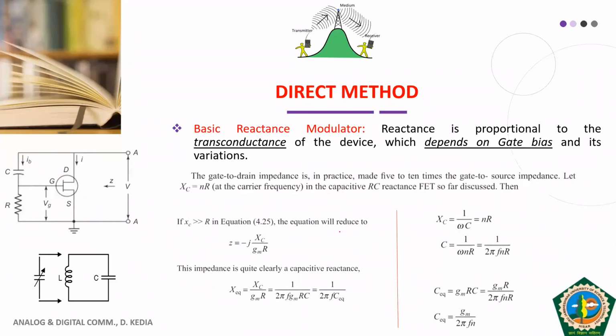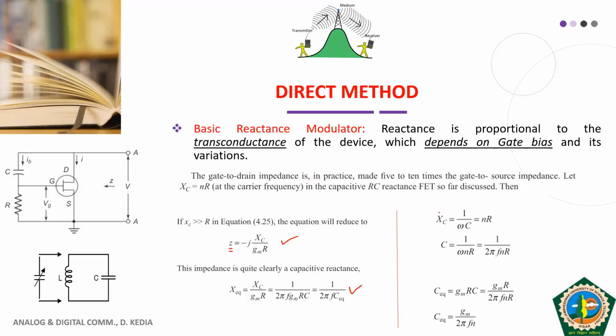Then next. So this is the final expression. Again, some more mathematical jargon that will help you in defining more things. So this we have already defined, that Z, or equivalent impedance, is equal to your capacitive reactance, that is minus JXC upon GMR. Okay, this is what we have defined in the previous slide clearly.